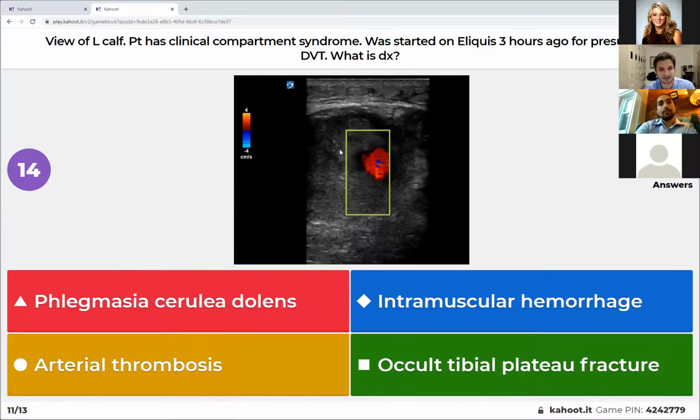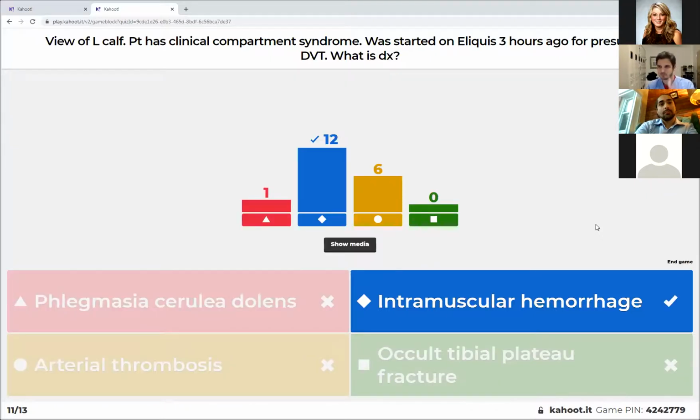What's going on here in the middle? We got about 10 seconds left. Is that phlegmasia? Is it intramuscular hemorrhage? Is it an arterial thrombosis? Or is it an occult tibial plateau fracture?